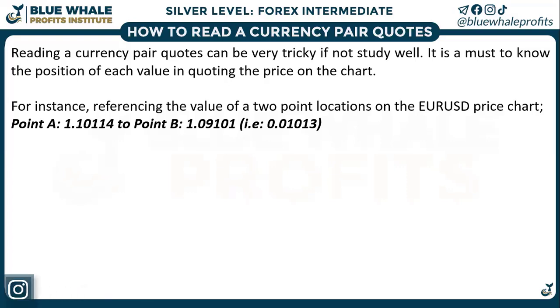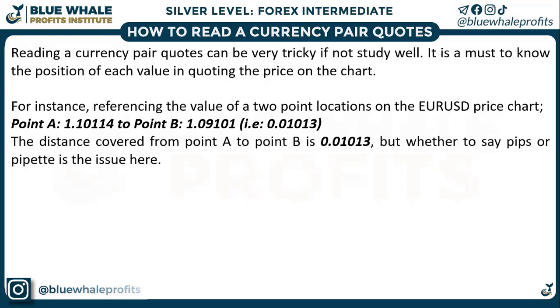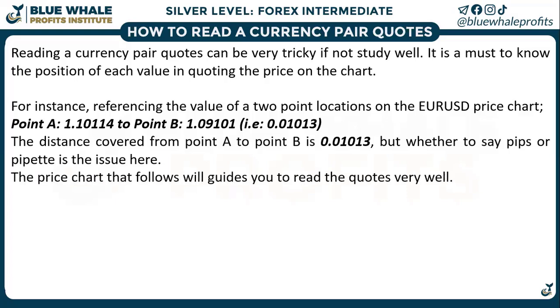This is the difference of the distance that has been covered. If you don't know how to mention this, you cannot even read what pips you have generated. All right. So the distance covered from point A to B is 0.01013. But whether to say it's a pip or pipette becomes an issue. So you can use this same scenario to identify how to mention this figure. The price charts that follow will guide you to read the code very well.